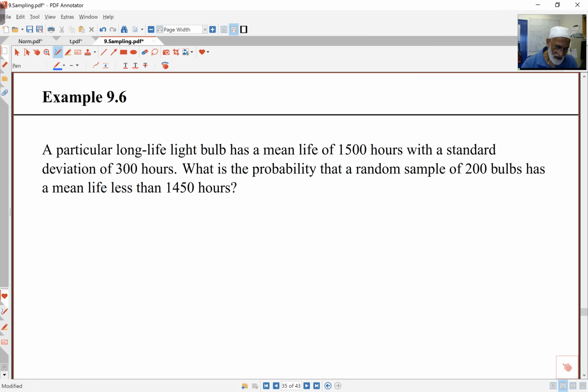As an example, a particular long life light bulb has a mean life of 1500 hours with a standard deviation of 300 hours. So I know this is my sigma. I want the probability that a random sample of 200 bulbs has a mean life less than 1450 hours. So my x bar here is approximately normal, approximation because of the CLT. The mean should be 1500, and the variance should be sigma squared over n, so that's 300 squared over 200.